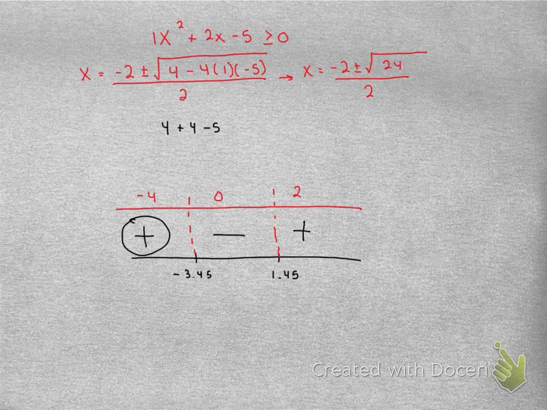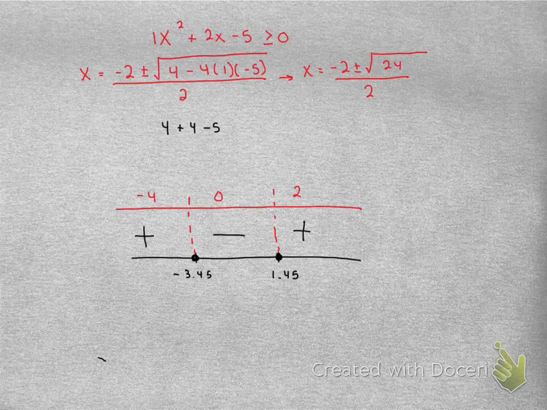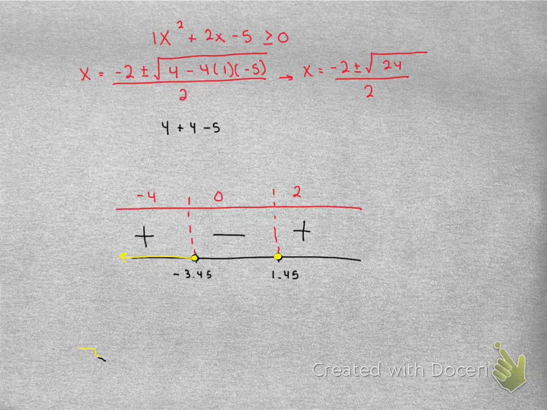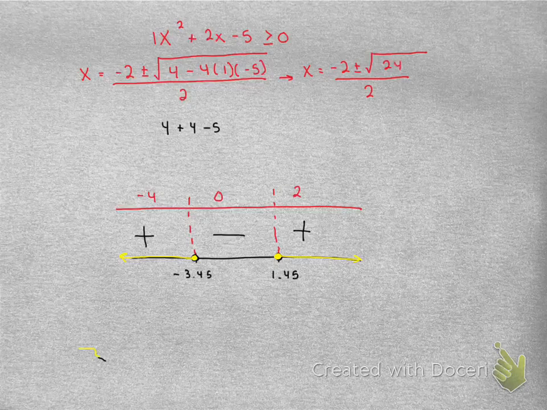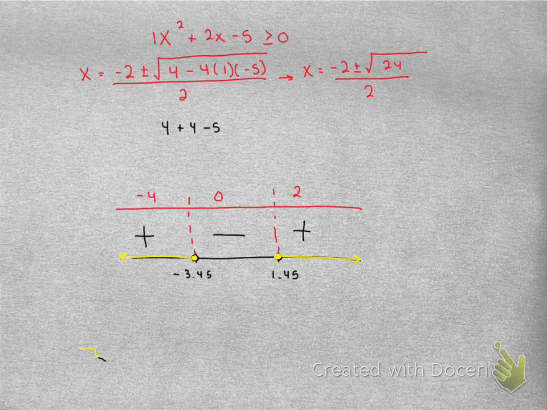Okay, so because this is greater than or equal to, we will fill in those zeros. And let me use a different color just so it shows up better. Okay, we will fill in these zeros and go this way and this way, because those are the areas of the table that are positive.